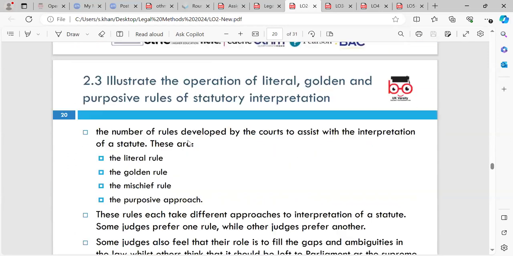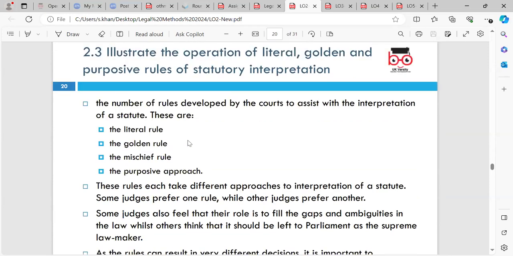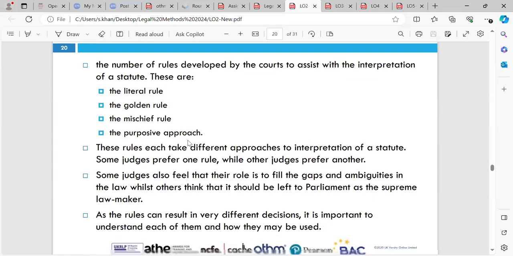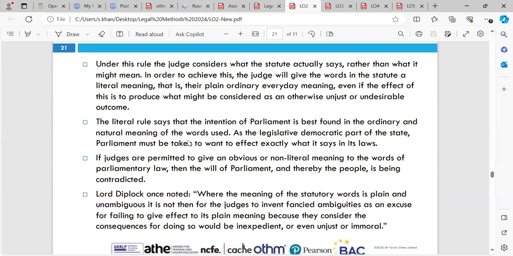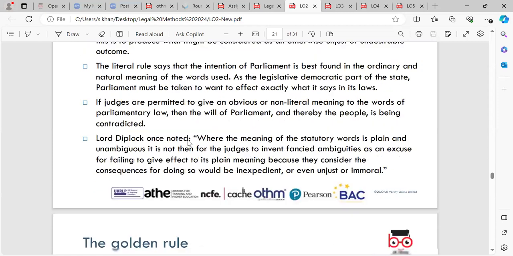Then we went on to 2.3, which was to illustrate the operation of the literal rule, golden rule, and purposive rules of statutory interpretation. So we went through the literal rule and why it was so important. Whenever a law is passed, that is what the words say, and that is what the judges will follow. But it doesn't always work.